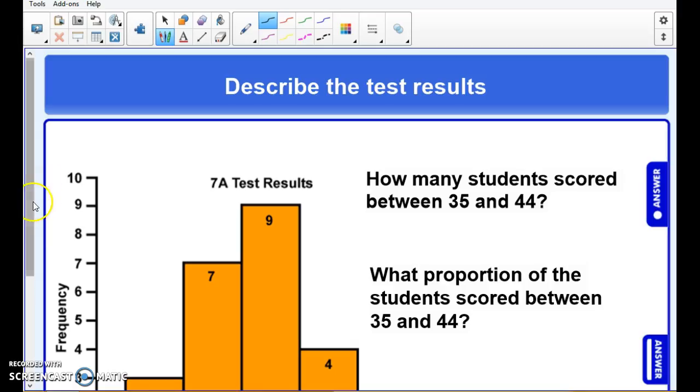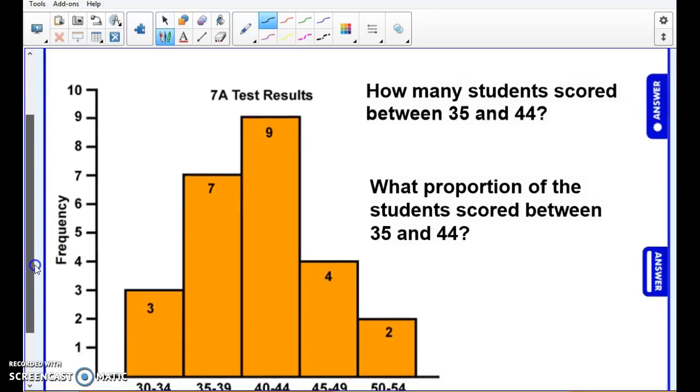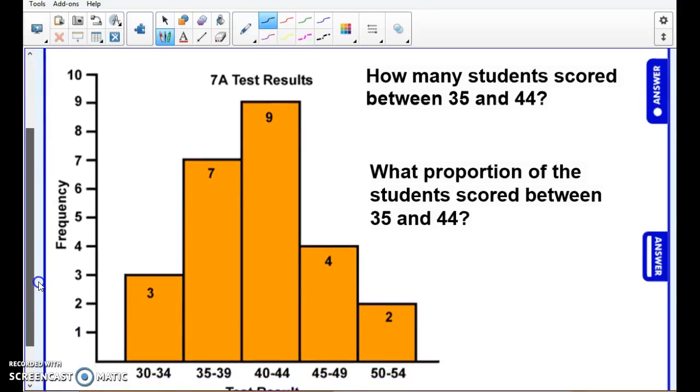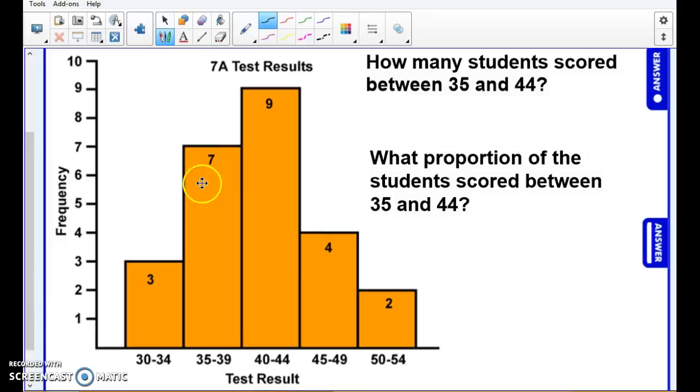Then they might ask some questions, so kind of going the opposite. How many students scored between 35 and 44? Well, that means I need to add these two because this person could have got a 35 or a 36 or a 37 or a 38 or 39. This person could have got a 40, 41, 42, 43, 44. It wants to know how many were between there.